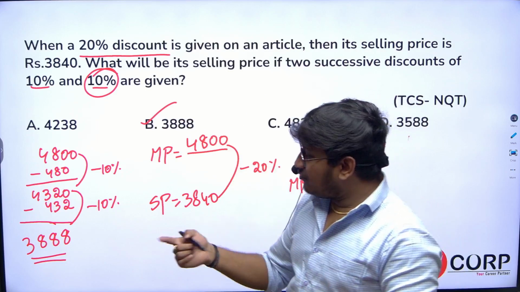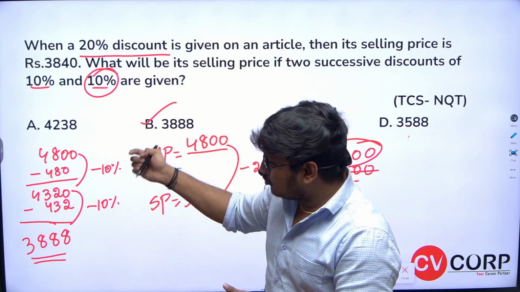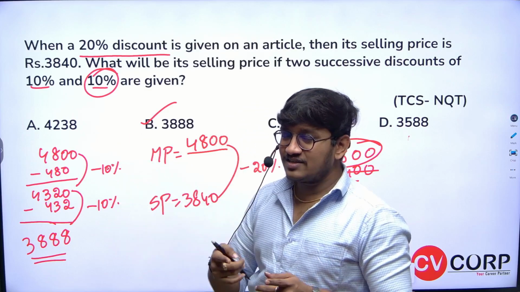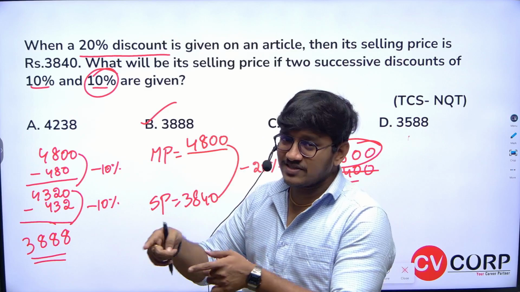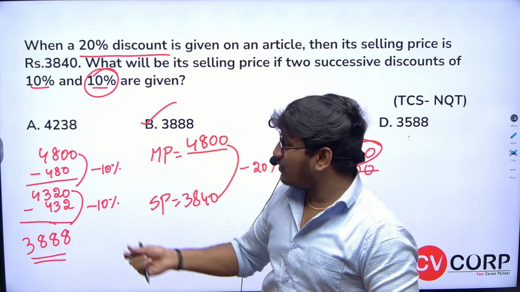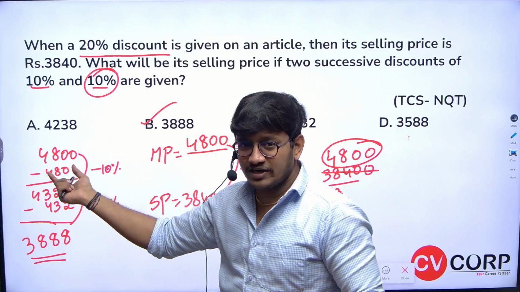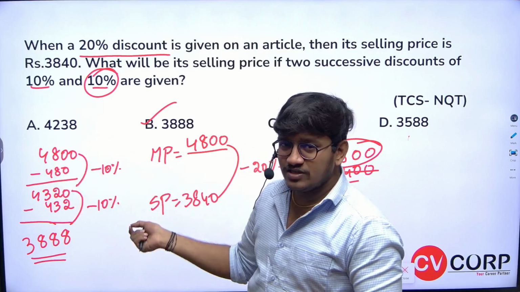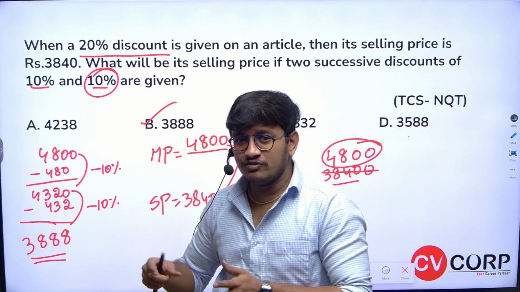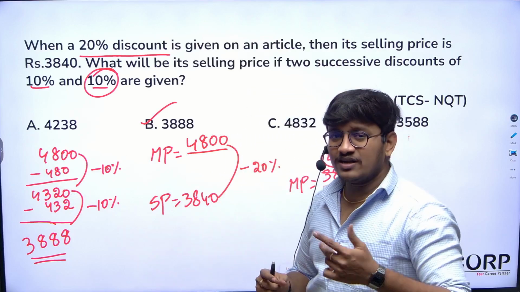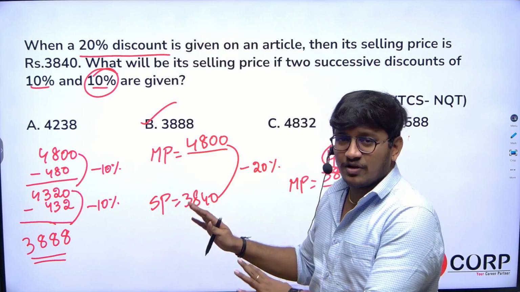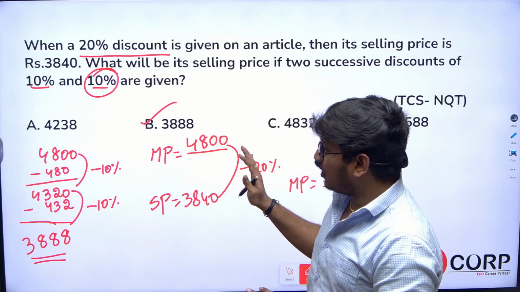And even instead of removing 10% and 10%, as I said, you can also use the formula A plus B plus AB by 100. It's completely your wish. But here we have a round value of 4800, so it is also easy to calculate if you take individual values. Or else if you want to directly use a formula, you can use the formula. You will get the same answer at the end. I hope you all are clear with this.